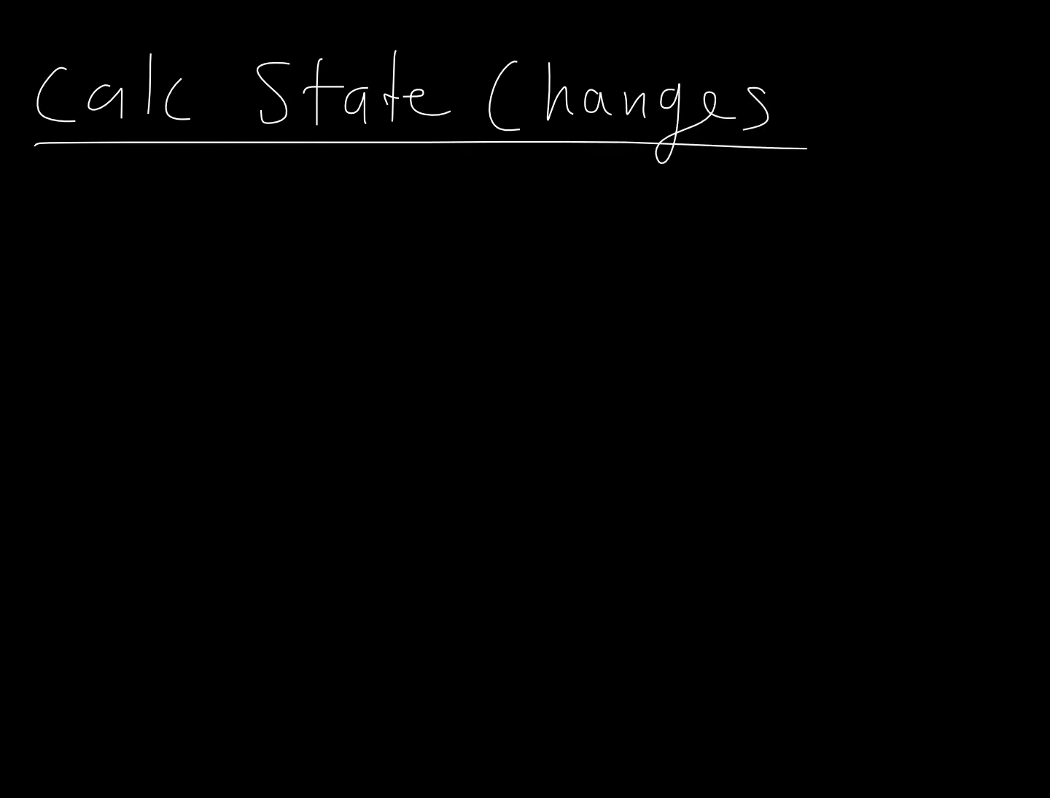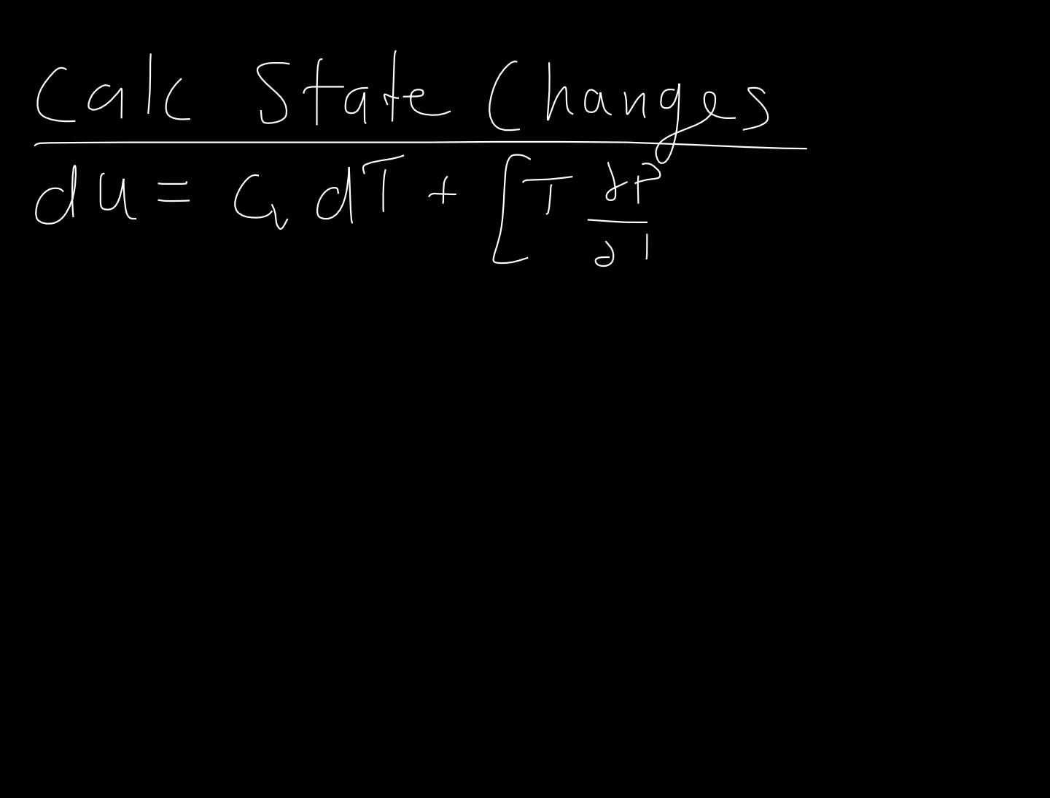So where we left off on Wednesday is we derived expressions for dU is equal to C sub V dT plus T, all sorts of fun calculus terms.